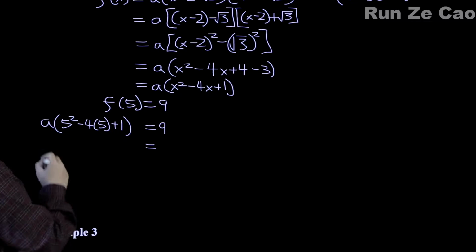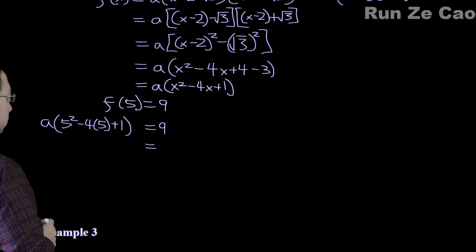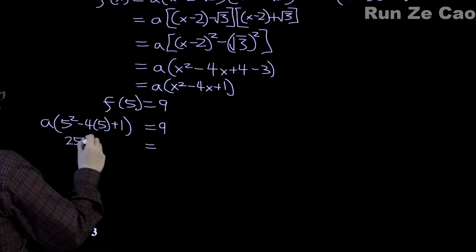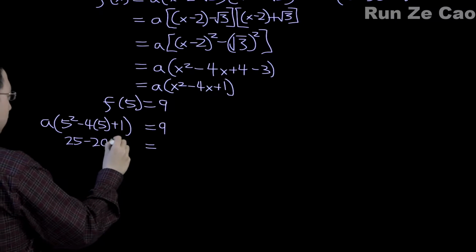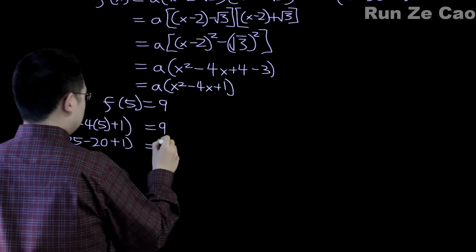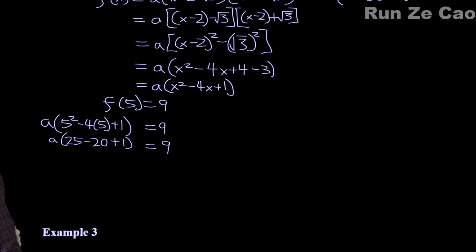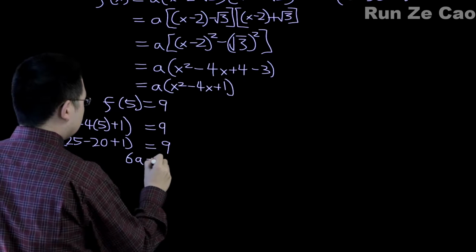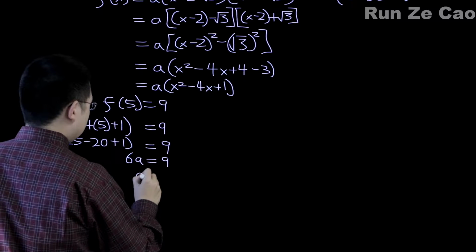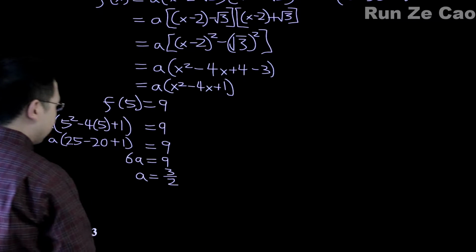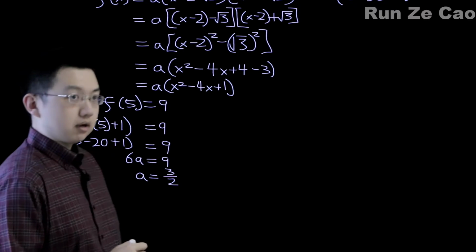So 5 squared, 25 minus 20 plus 1, times a equals 9. So 25 minus 20 is 5 plus 1 is 6. 6a equals 9. A equals 3 over 2 because 9 divided by 6 is 3 over 2.